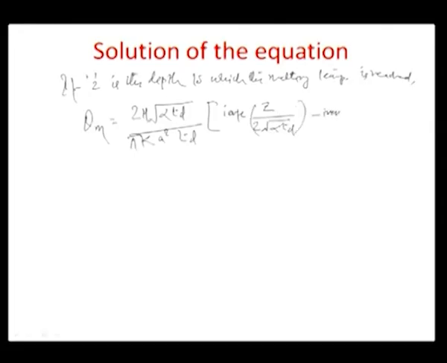minus the error function of the third kind, IERFC, of the coefficient root of Z square plus A square divided by twice root alpha Td.